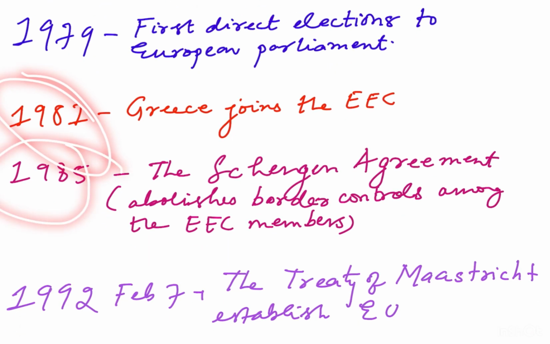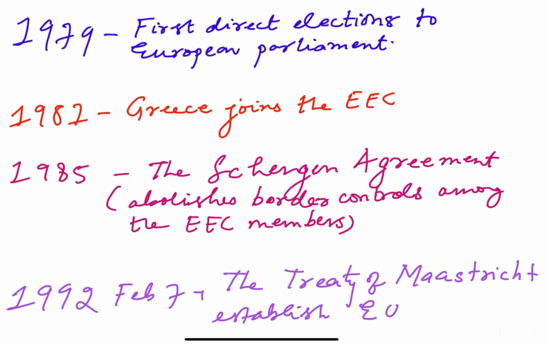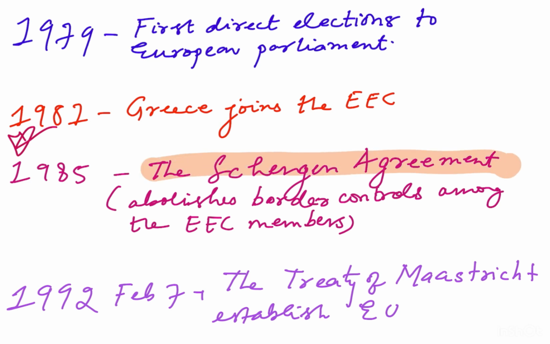In the year 1985, which becomes an important year, because here the Schengen Agreement was signed. This agreement abolished the border controls among the EEC members. Okay, so it abolishes border controls among the EEC members. In the year 1985, the Schengen Agreement was signed.